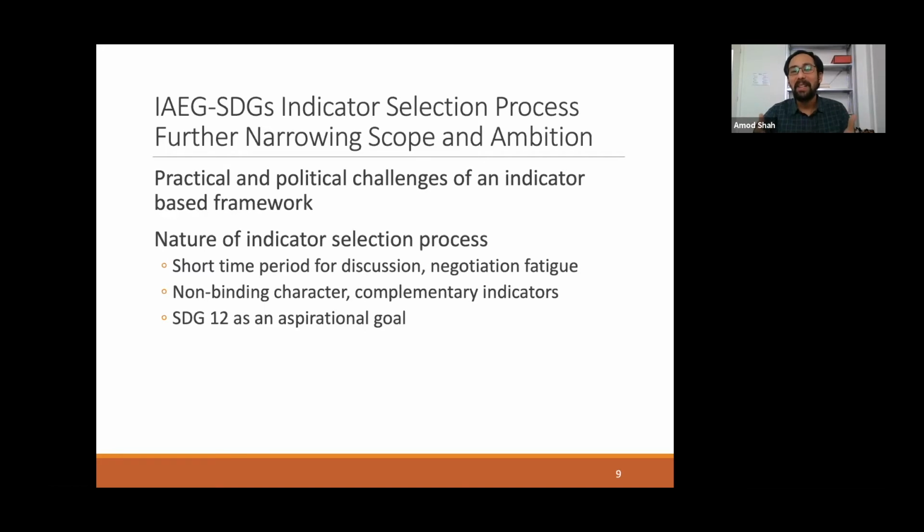So then how do you actually go about picking indicators for a goal and targets like that, right? So I think these were some of the implications as to why you see the indicators in the way they are. Molly, could I have the next slide, please?